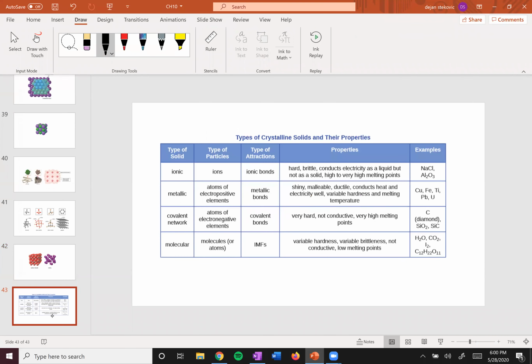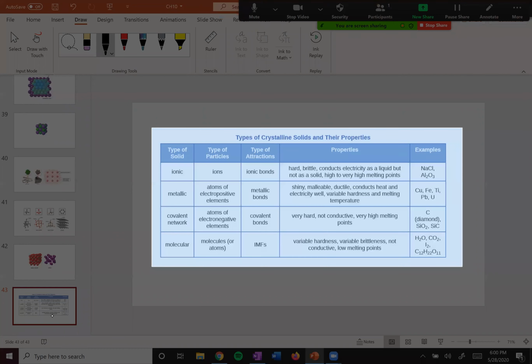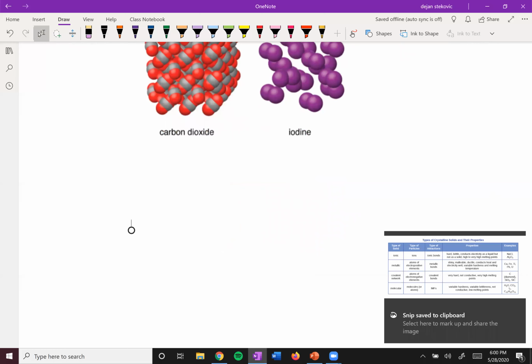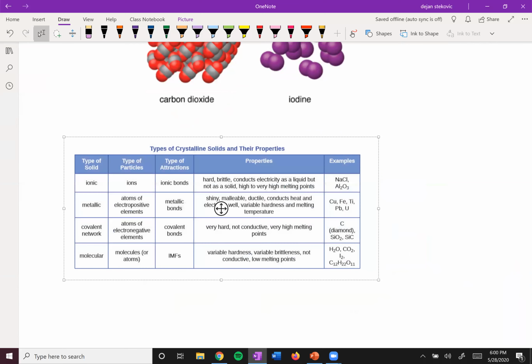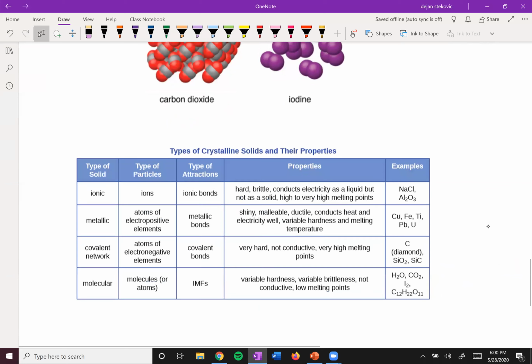And then finally, here's a little chart that compares the different types of solids we've reviewed. So go ahead, pause the video, take a look at them. Think about the different kinds of solids you're currently surrounded by.